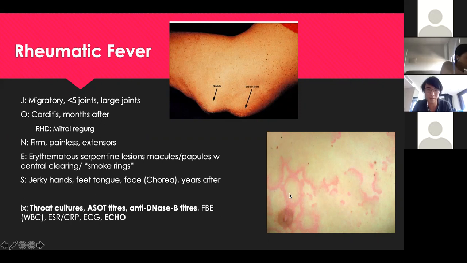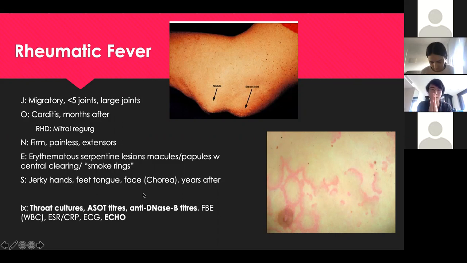Here we've got your erythema marginatum, and so they're kind of these serpentine maculopapular rash, and then you also look for your central clearing. Bosman exams might be smoke rings. And your Sydenham's chorea, so jerky hands, jerky feet. They might also get jerky muscles in their face and tongue. And this can occur up to years after the initial infection.